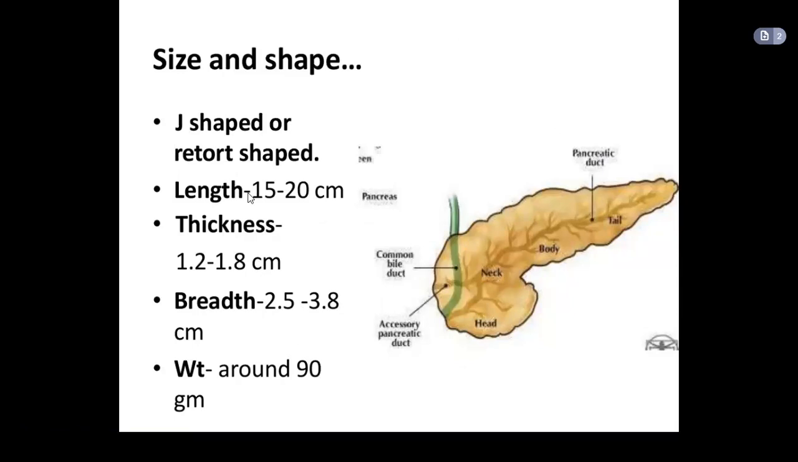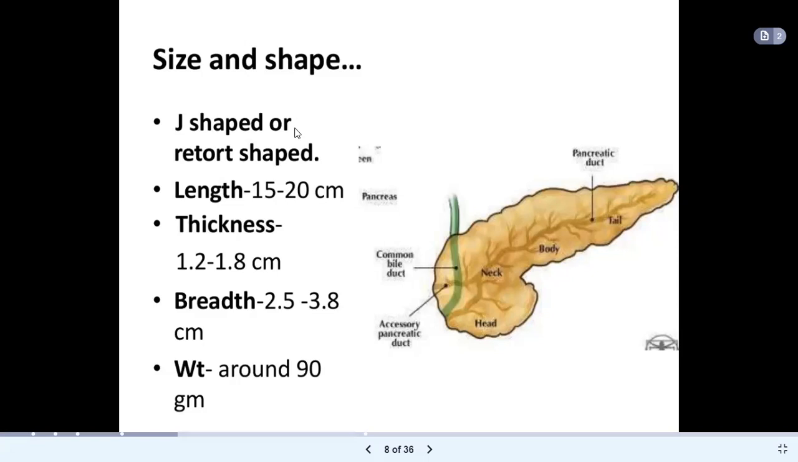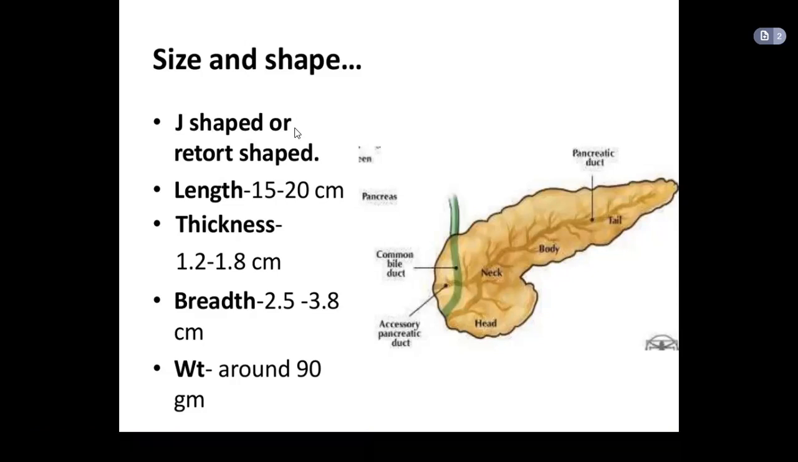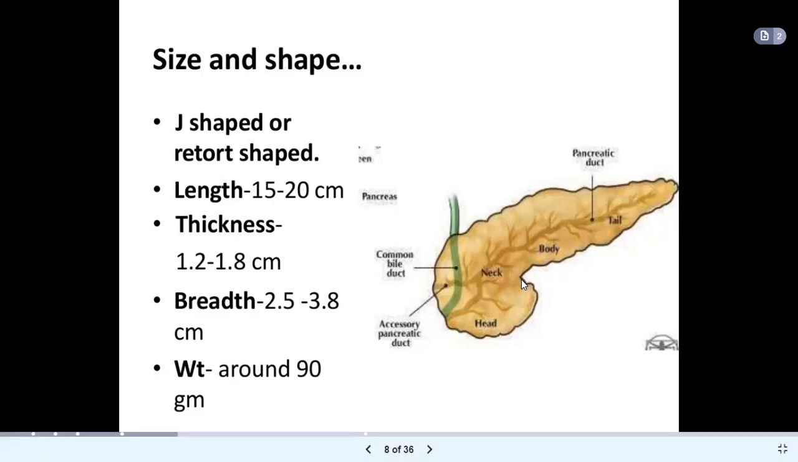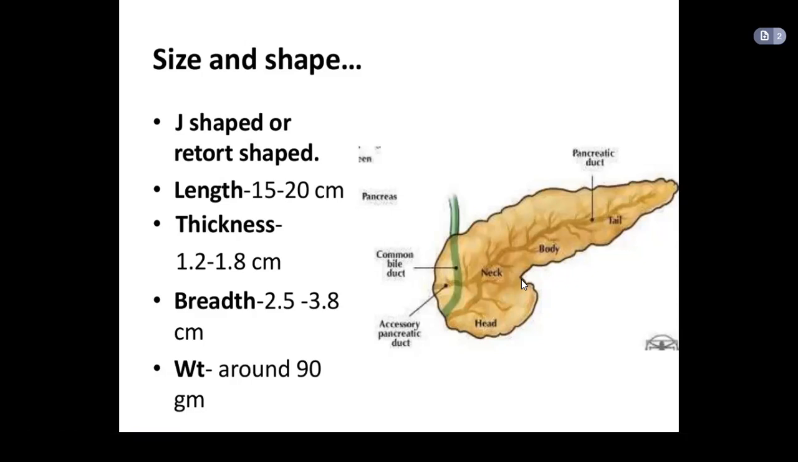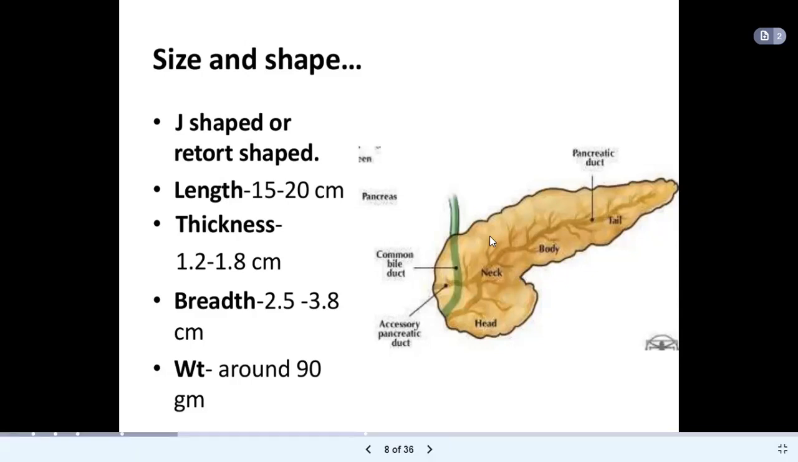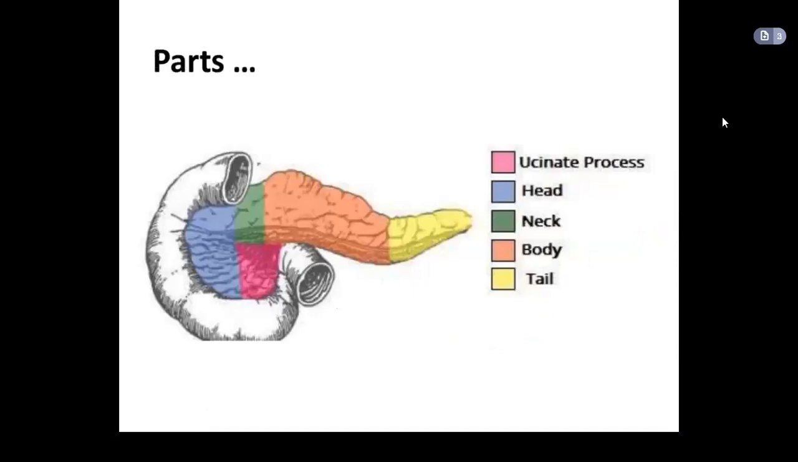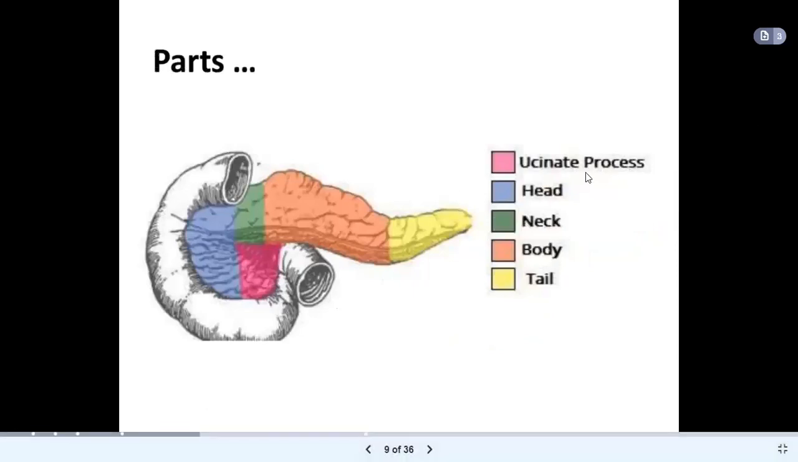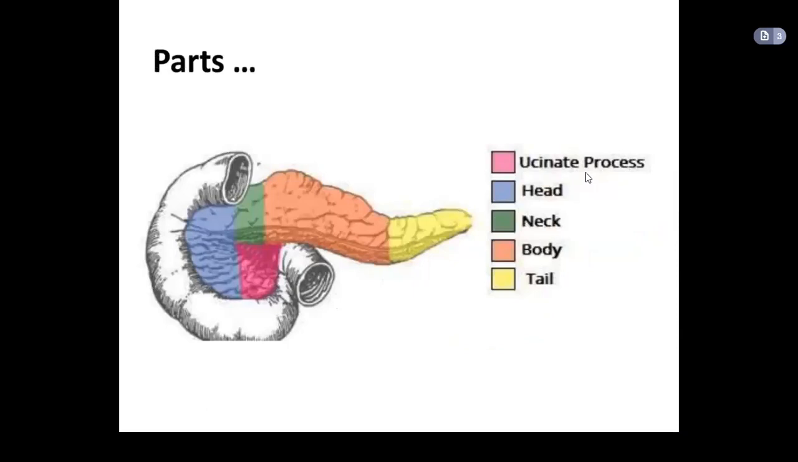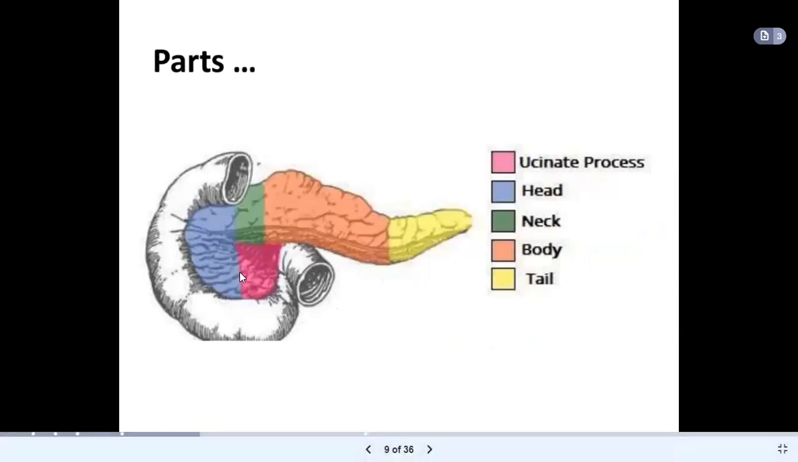The shape of the pancreas is J-shaped, or you can say roughly hammer shaped, with a discoid head and an elongated and tapering body, with a constriction between these parts at the neck. So we can see the parts of the pancreas: head, then we have the neck, body, tail, and uncinate process.